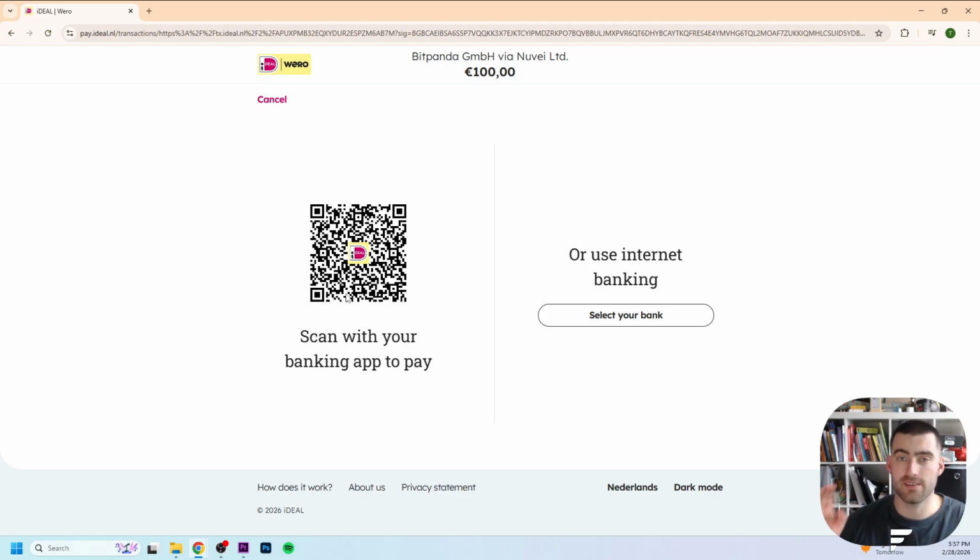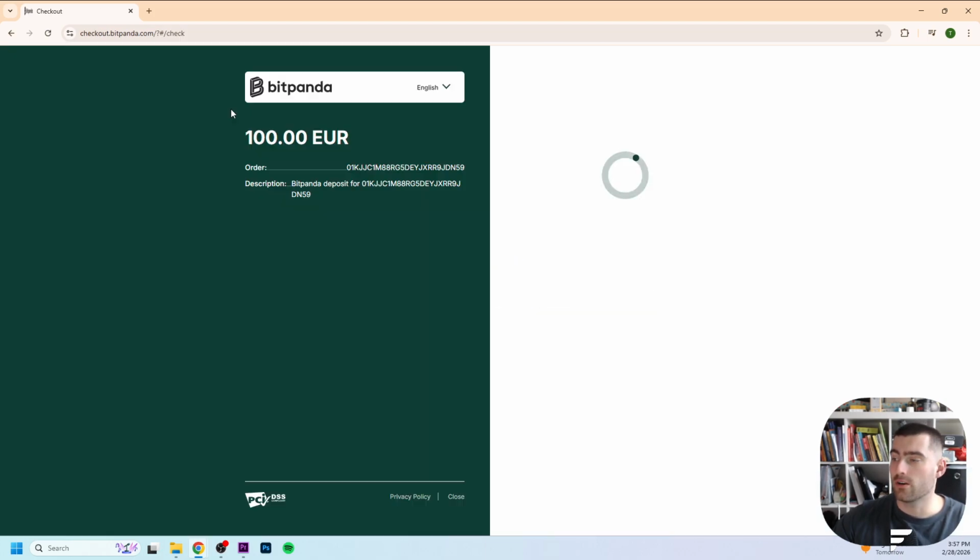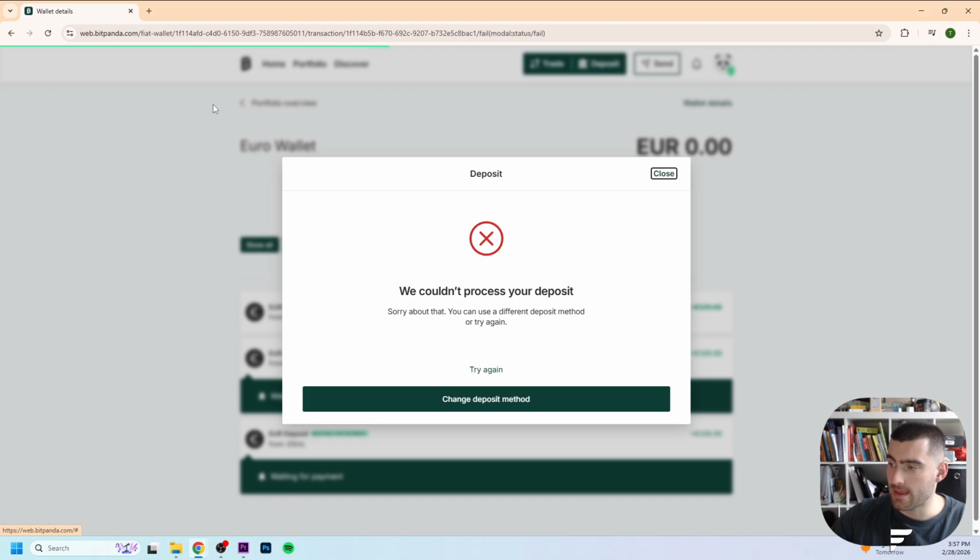Now if I scan this code with my phone, I put money on my account, and that is what we needed to start trading with. I don't want to put money on this account right now, I'm just showing you how to do everything. So I go back, cancel the payment, and go back to the Bitpanda page.